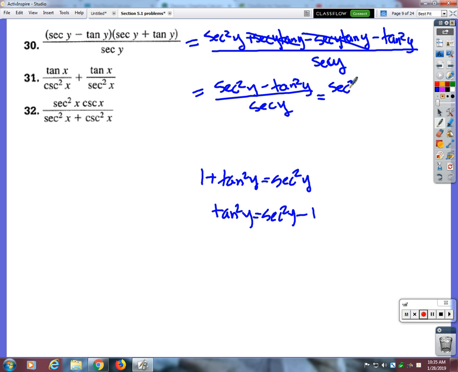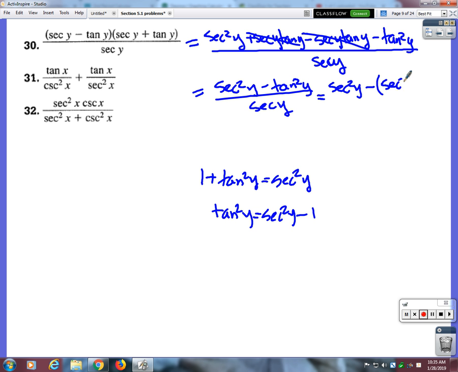Okay, so that means I'm going to replace this tangent squared with secant squared minus 1. Note the use of parentheses. Then secant squared minus secant squared, those will cancel. Negative negative 1 is 1. And since secant and cosine are inverses of each other, 1 over secant is equal to cosine.